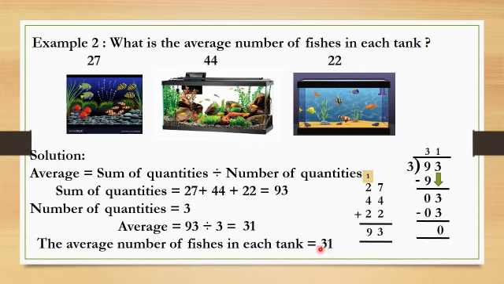Now here we have to note a point which says the average does not always have to be one of the numbers in the group. So the average number of fishes in each tank by calculation is 31.